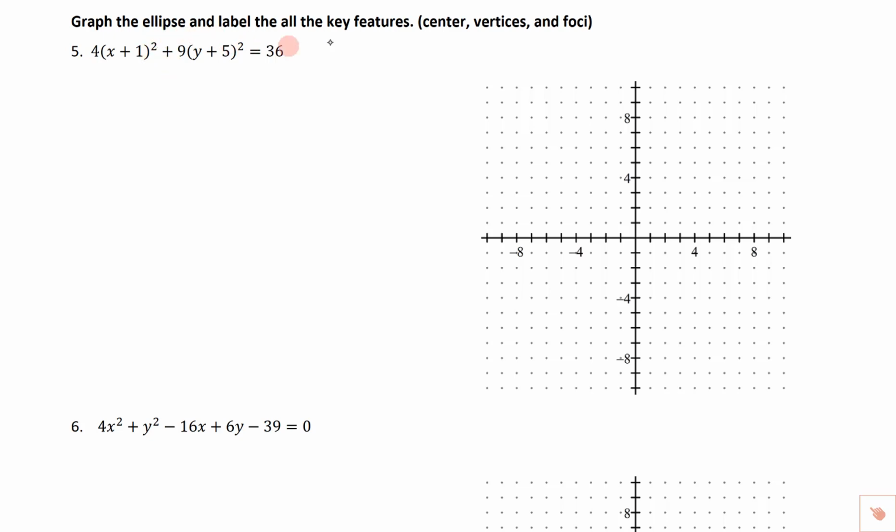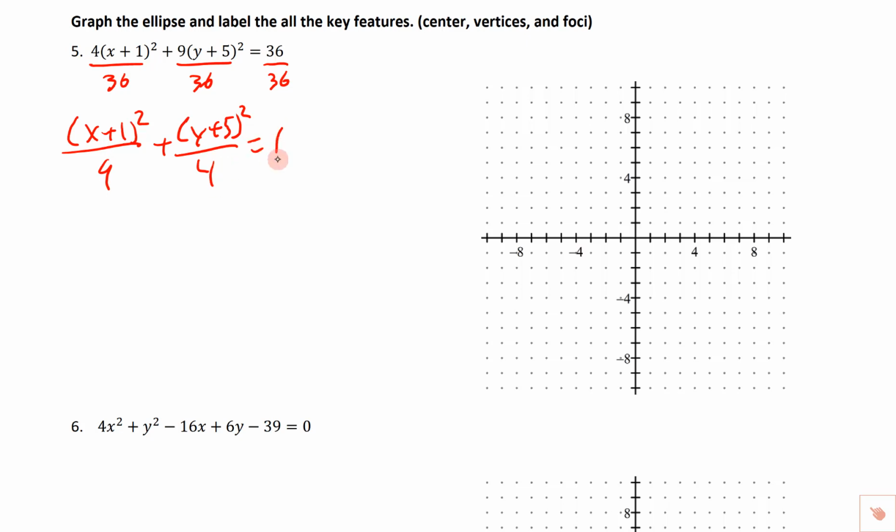We've got an ellipse now, and we want to graph all the key features, center, vertices, and foci. So let's go ahead and take a look at this. The problem here is it's not in that graph-friendly form. So the first thing I need to do is I need to make this side equal to a 1. So we're going to divide both sides by 36. So we get x plus 1 quantity squared. These would divide, so I end up with a 9 right here. And then this would be y plus 5 quantity squared. This would be a 4, and that equals 1. So now we're in good shape.